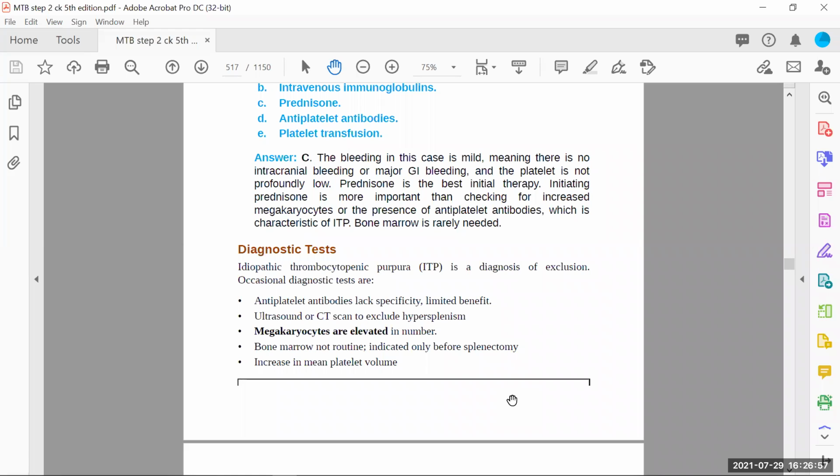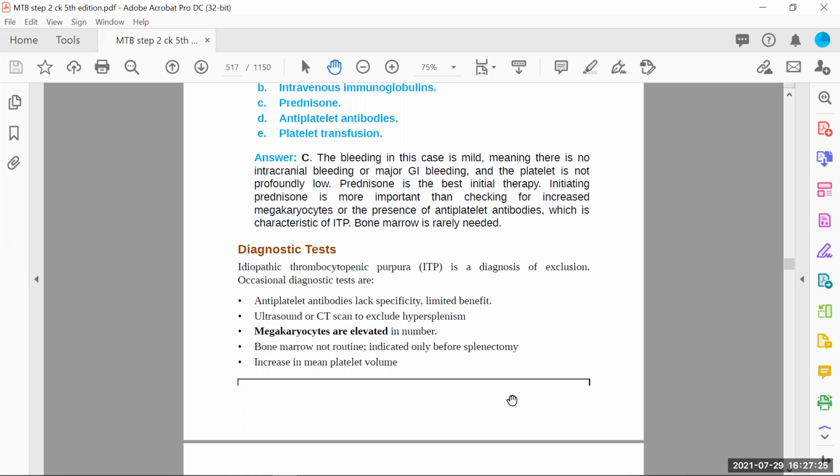Increase in mean platelet volume. Whatever platelet count you see here also has an increase in mean platelet volume. But it's not that megakaryocytes are coming into circulation. Whatever platelets are there are actually increasing in size. It means that megakaryocytes are converted into platelets, but the formation is not normal.